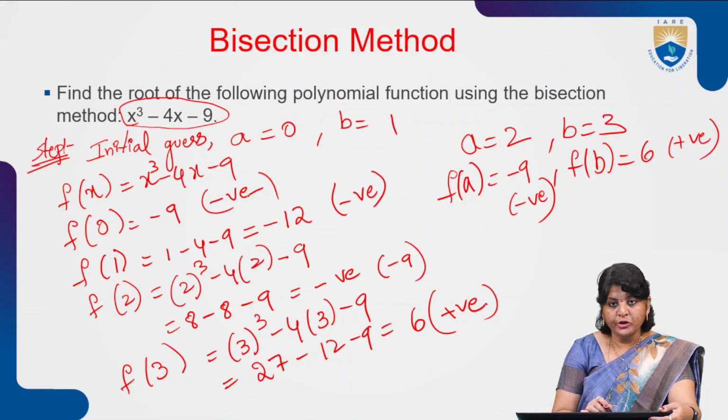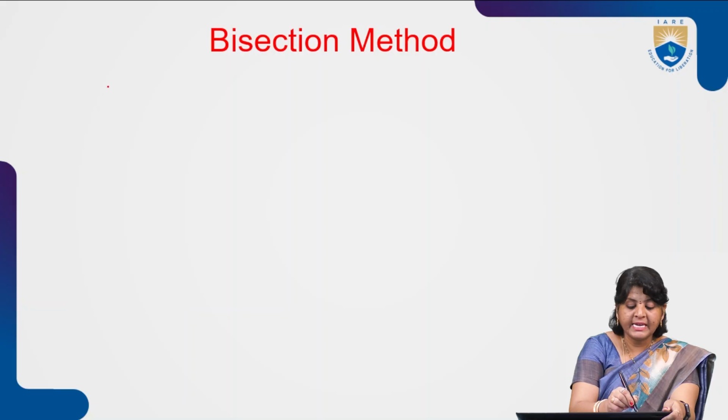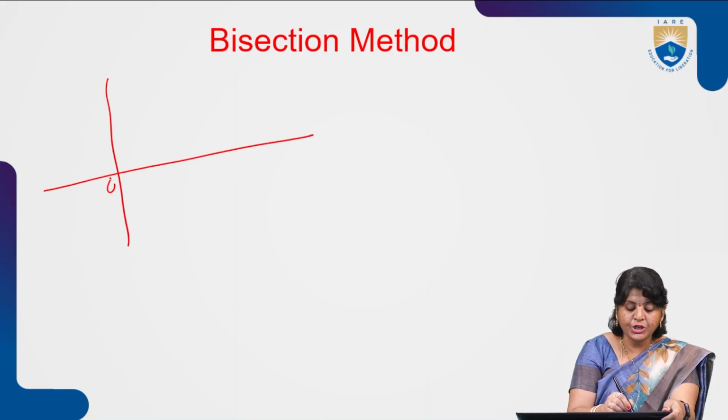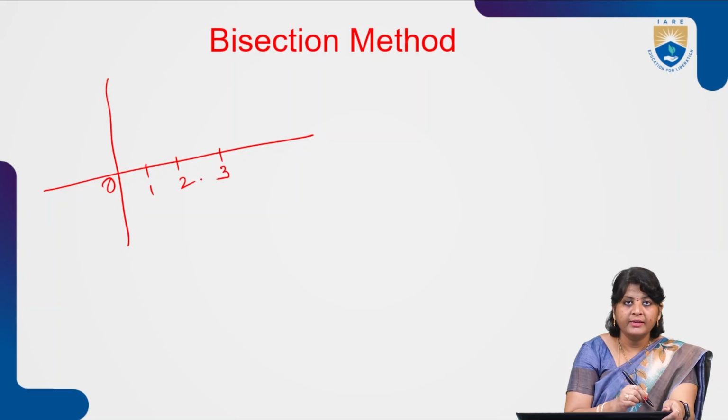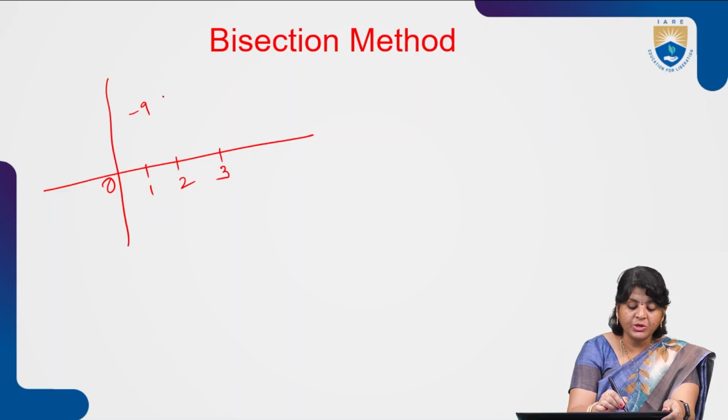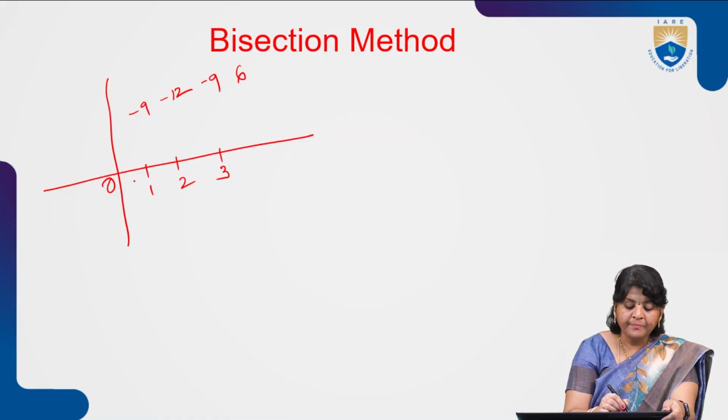Though f of 0 is a negative value and f of 1 is also a negative value, we are taking f of 2 because if you see in the graph, here 0, 1, 2, 3. For 0, the function value is minus 9. For 1, the function value is minus 12. For 2, the function value is minus 9. And for 3, the function value is 6. So here, the root lies between 2 and 3.